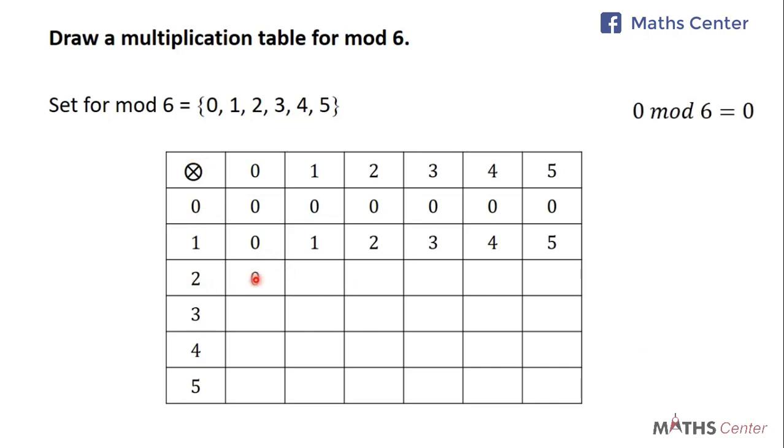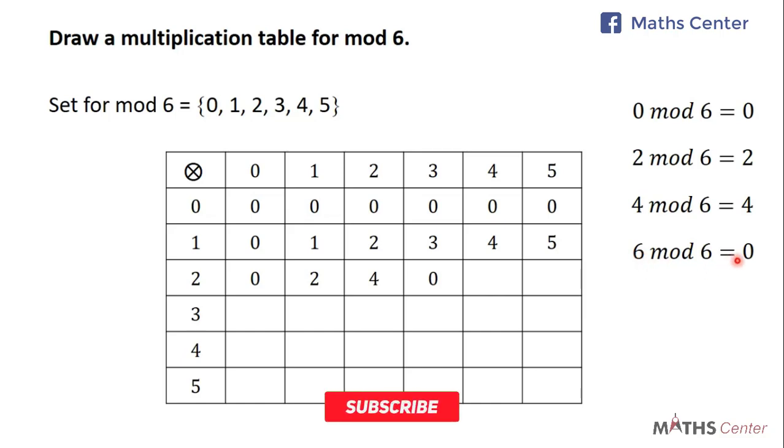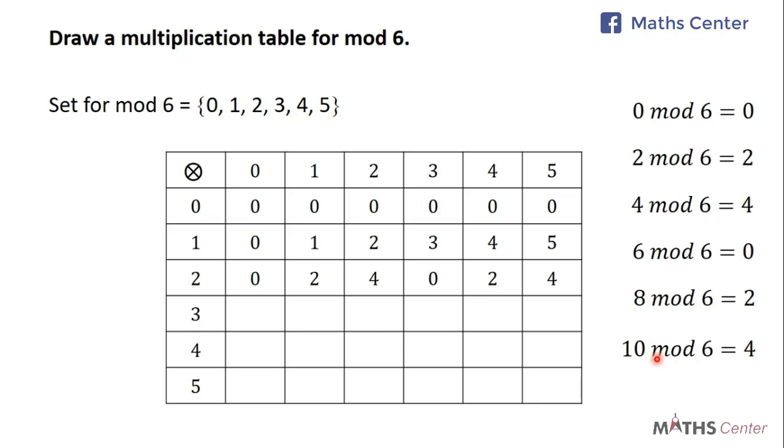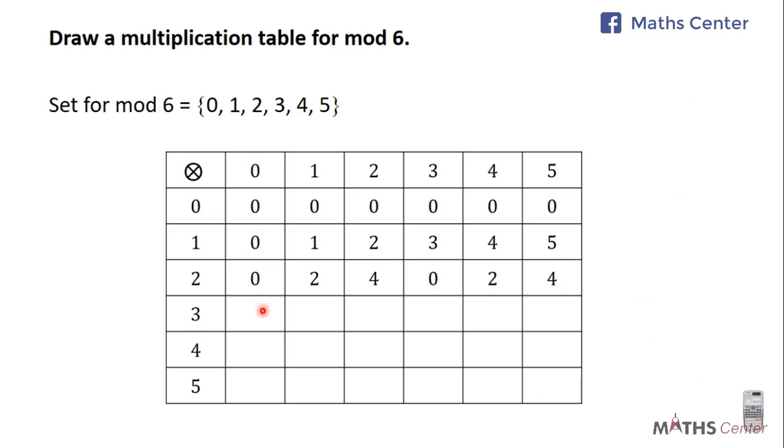2 times 0 is 0. 0 in mod 6 is 0. 2 times 1 is 2. 2 in mod 6 is 2. 2 times 2 is 4. 4 in mod 6 is 4. 2 times 3 is 6. 6 in mod 6 is 0. 2 times 4 is 8. 8 in mod 6 is 2. 2 times 5 is 10. 10 mod 6 is 4. Let's move on to the next row.